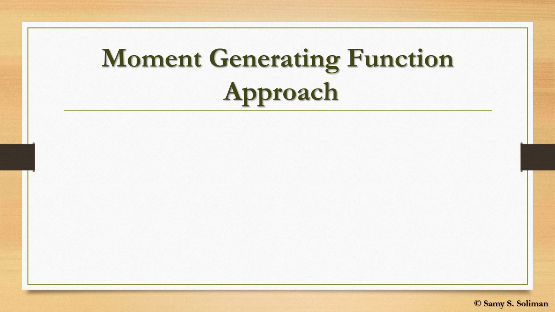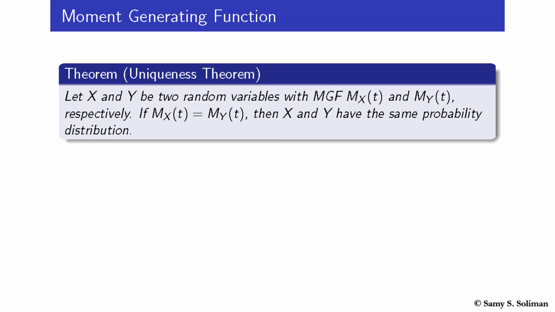Now we will use another approach other than the inverse transformation approach, and that is the moment generating function approach. Previously, we learned how to calculate the moment generating function of any random variable, and we mentioned a theorem that is called the Uniqueness Theorem. Let's mention it again here.